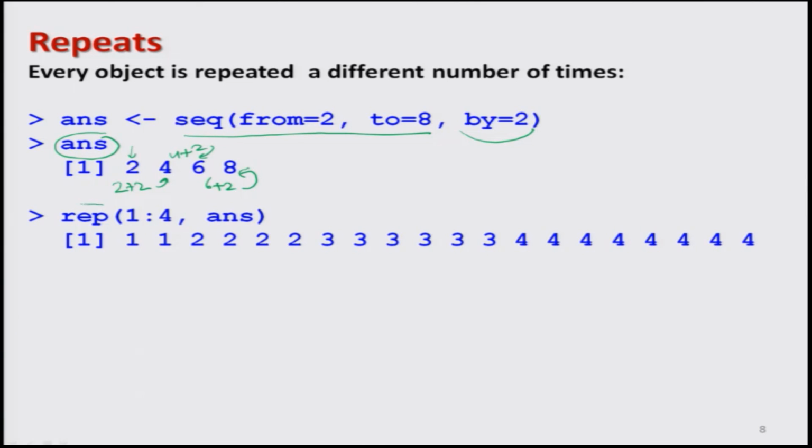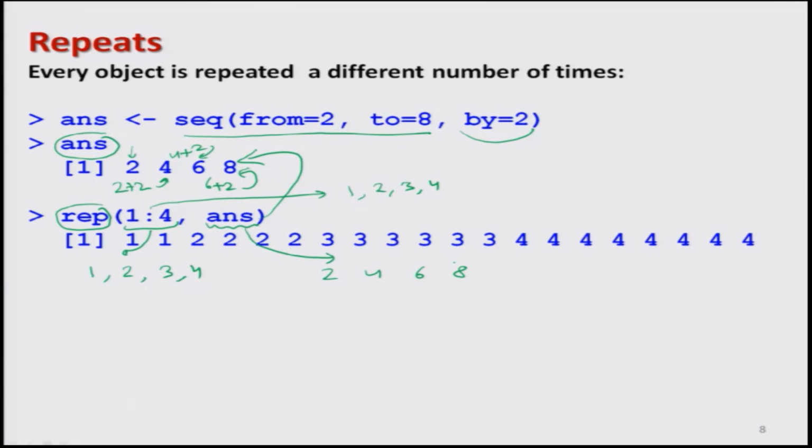Now I am using the rep command, and I am generating a sequence of 1 to 4. So in this part I am generating the values 1 to 4, and then I am saying that please repeat it, and the control is given by the vector ans, which we obtained earlier. So now if you see what will happen, this 1 to 4 will generate a vector 1, 2, 3 and 4, and this ans vector will generate the values 2, 4, 6 and 8.